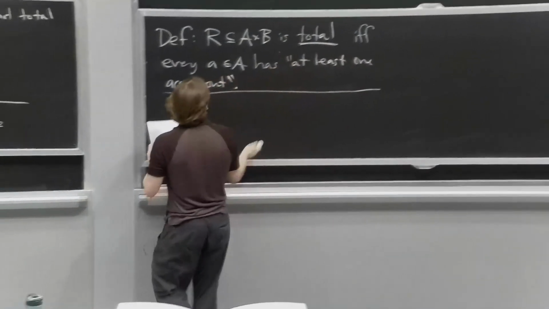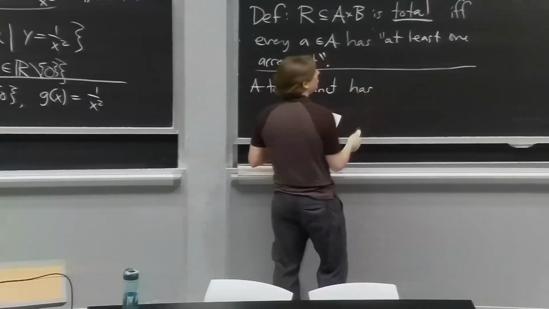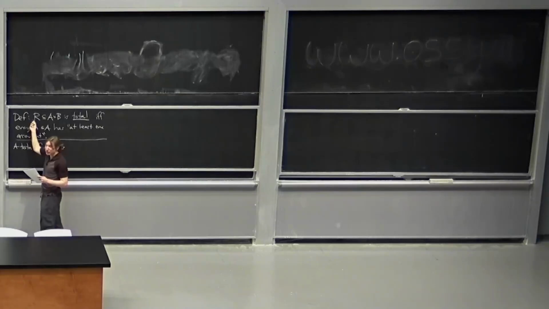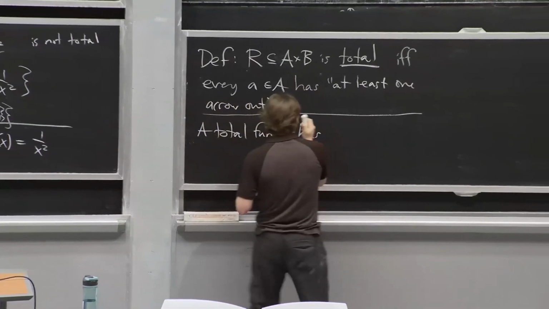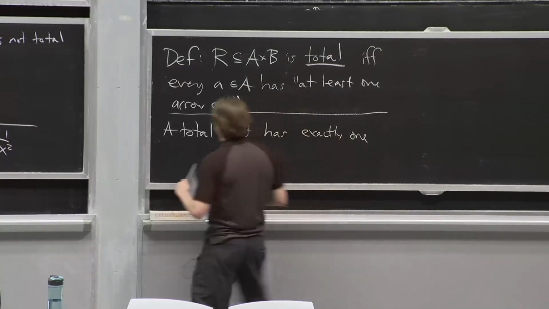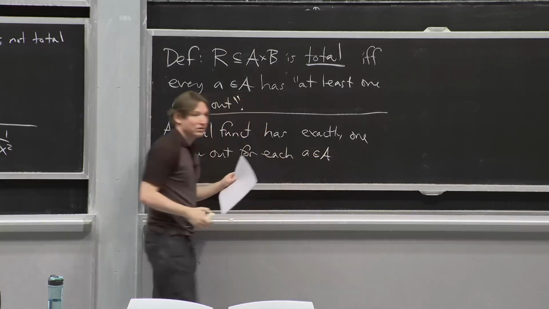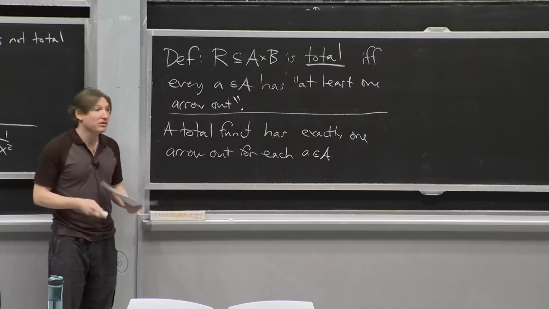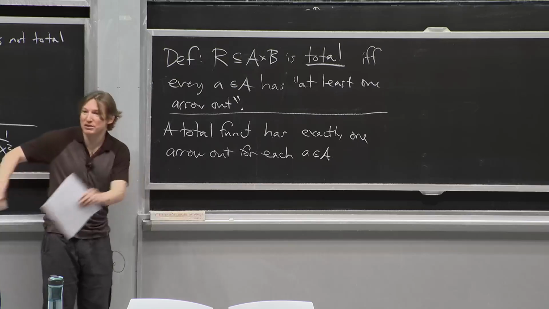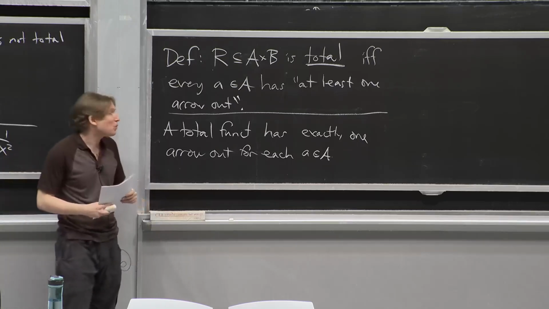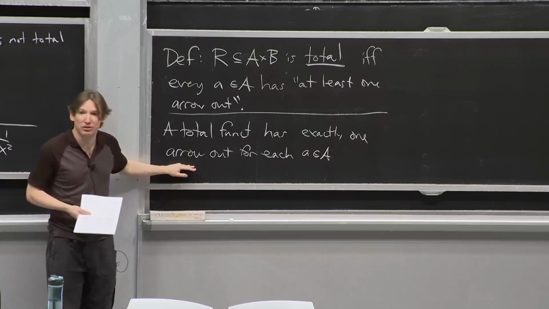Oh, by the way, also these often go together. So total means everything on the left has at least 1 arrow out. Function means everything on the left has at most 1 arrow out. So if you put those together, a total function has exactly 1 arrow out for each a in A. And secretly, when mathematicians say function, they usually mean total function. Usually the fact that some inputs don't have outputs is supposed to be a special case. And the default when we say function is that everything on the left has a definite output on the right.